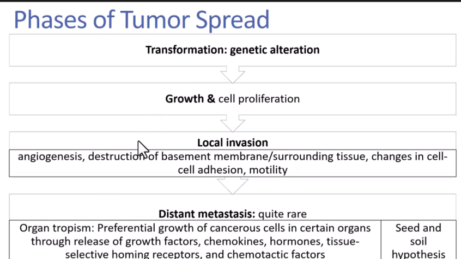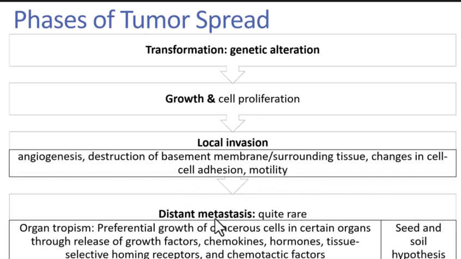After growth and proliferation, local invasion can then occur, and we know that would bring us into stage 3 and beyond. And here's where we're going to see angiogenesis, which is the formation of new blood vessels, and destruction of basement membrane and surrounding tissues, that's the invasion component. We're also going to see changes in cell-to-cell adhesion and motility. So this would be changes in how well cells are adhering to each other in normal tissue, and changes in normal movements, and of course other behaviors of cells.